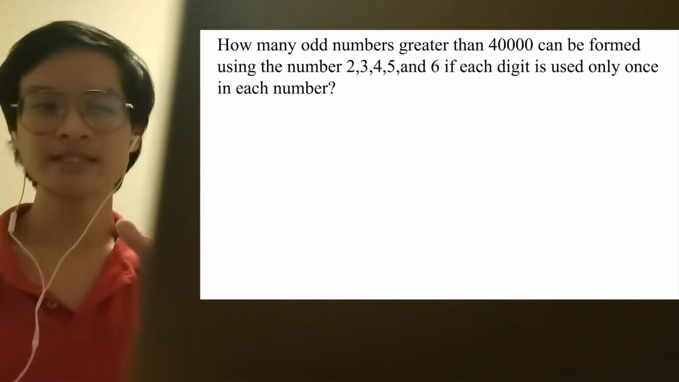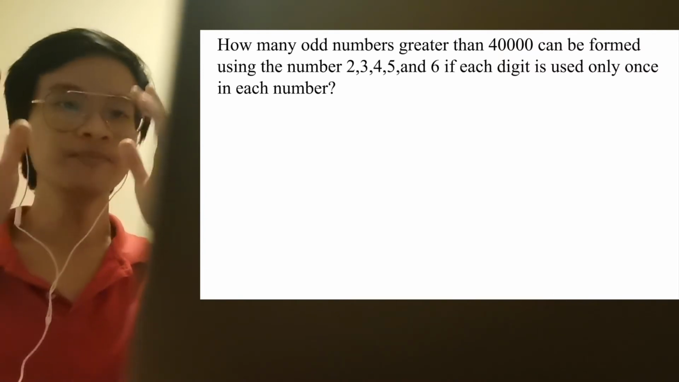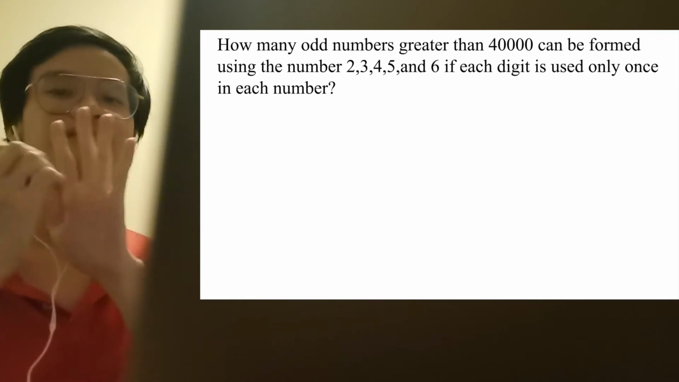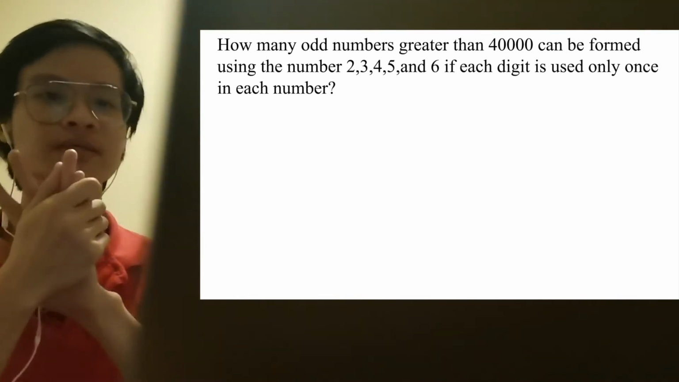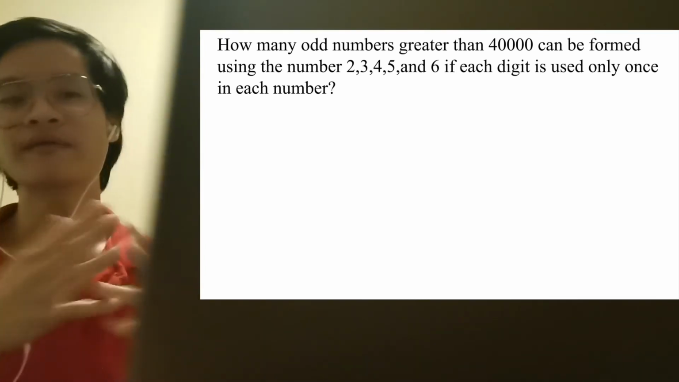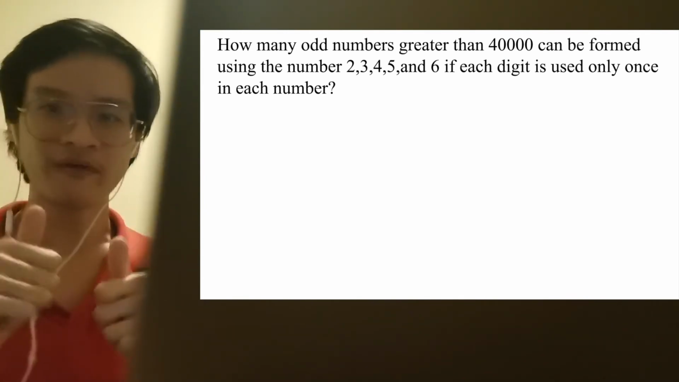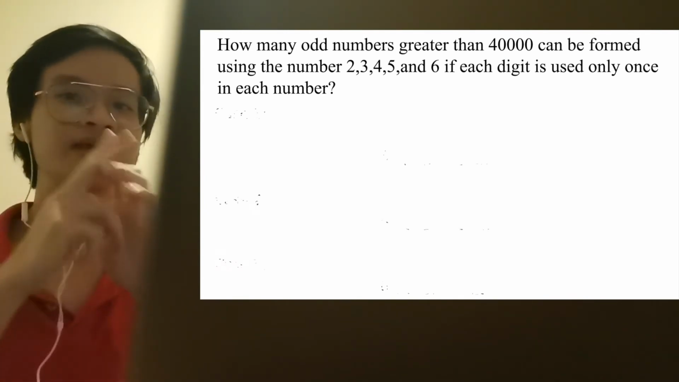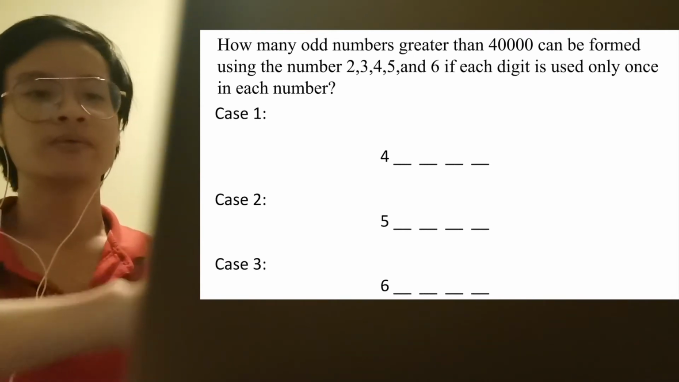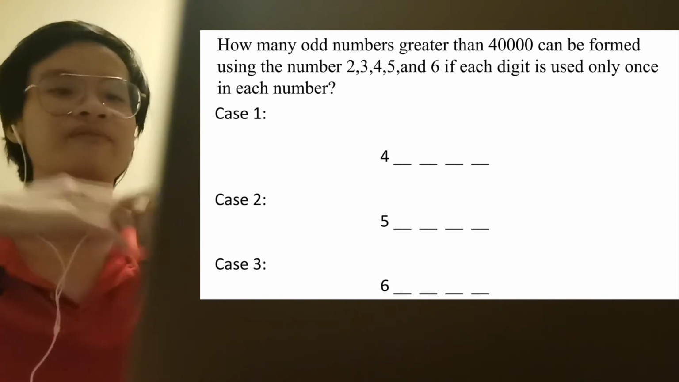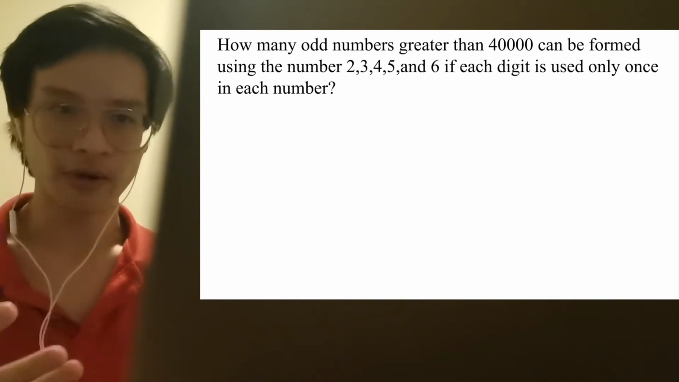So your constraints are greater than 40,000, odd numbered, and you have 5 spots, a 5-digit number, right? So for a 5-digit number greater than 40,000, the first digit should be either 4, 5, or 6. This gives you 3 cases. So while dealing with constraints, you go from one constraint to another before going to the more general part.